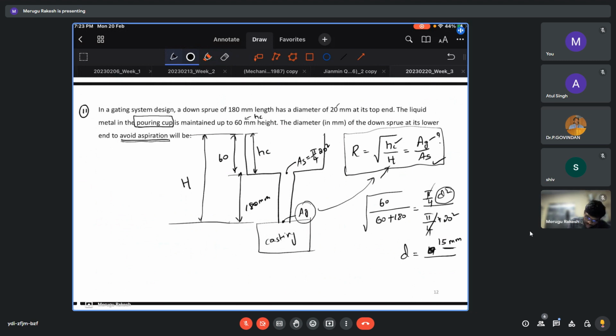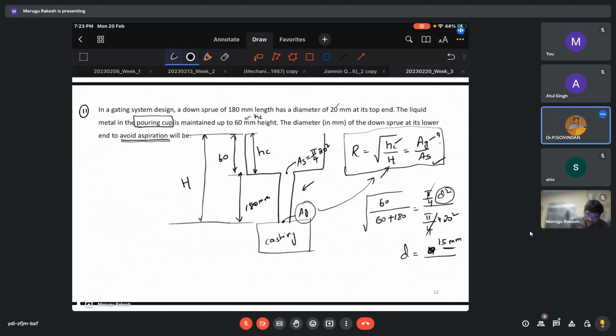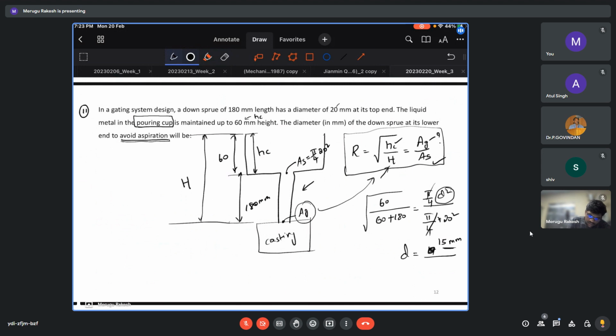Actually, in this case, I have given the diagram here. Even if the diagram is not given, the condition will be: the pouring cup height divided by the total height, under root, should be equal to the area of the sprue divided by the area of the sprue at the lower end. In this case, it is Ag. While deriving this, we took this diagram as the basis, so that's why I gave Ag. But this will be the lower end.